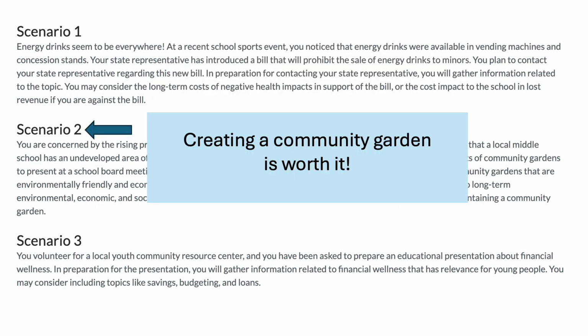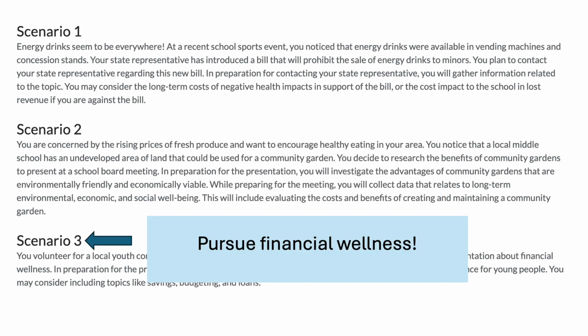Scenario 2 would require you to convince a school board that creating a community garden is worth it when you take economic, environmental, and social factors into account. Scenario 3 has you convincing an audience of young people to pursue financial wellness by learning the basic concepts and tools that contribute to financial well-being.